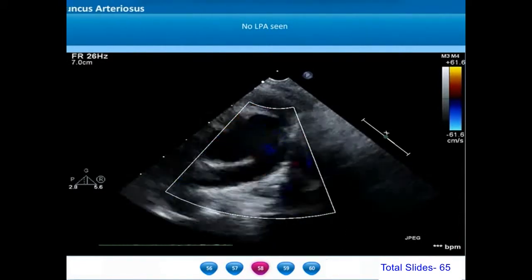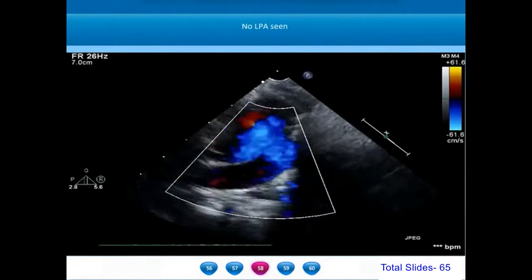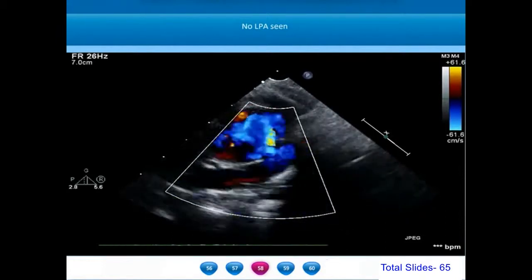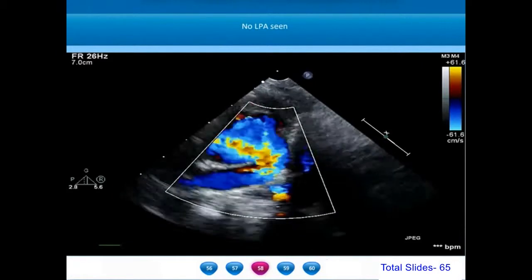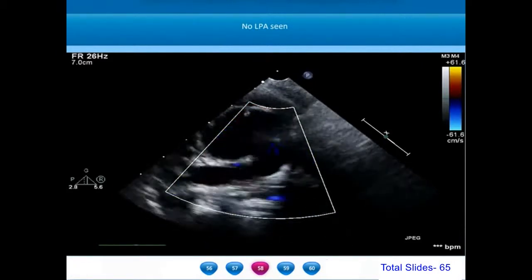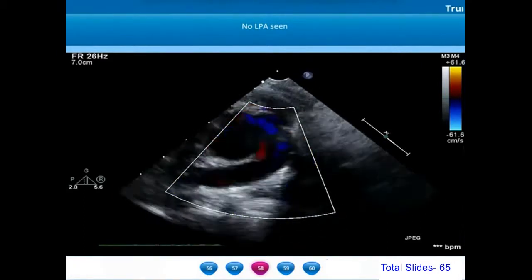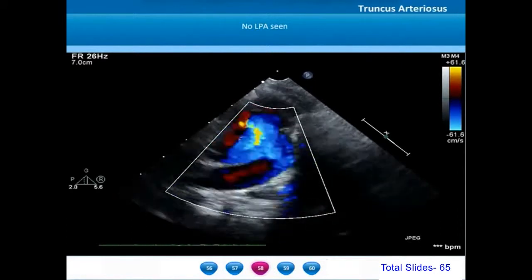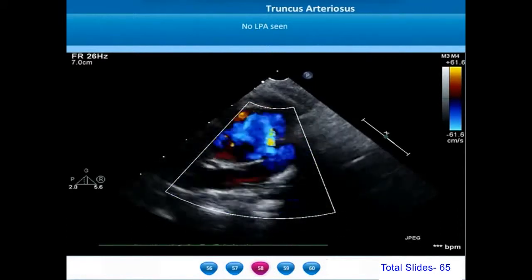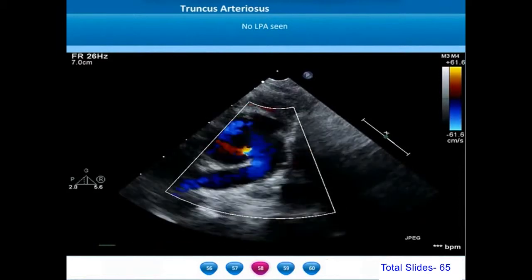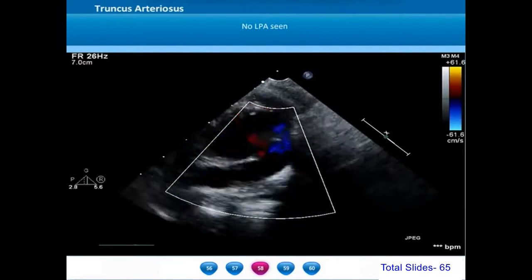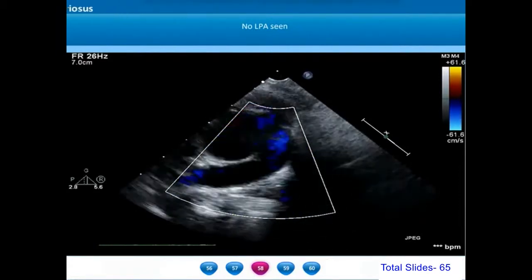We need to carefully watch the color flows in the pulmonary artery in these patients. We can notice that in diastole, there is a flow reversal from the pulmonary artery back into the truncus. This is an indicator of extremely high pulmonary vascular resistance in the right lung. Truncus arteriosus, which are associated with only one pulmonary artery, will have markedly elevated pulmonary vascular resistance in those lungs.